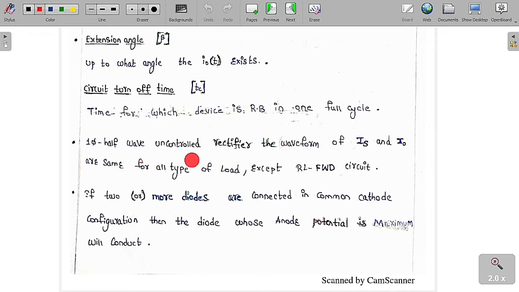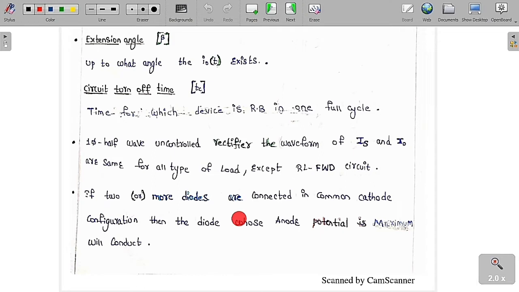In a single phase half wave uncontrolled rectifier, the waveforms of IS and I naught are the same for all types of load except RL with freewheeling diode. Whenever there is no extra branch in the load, the source current is always equal to the load current. If there is a parallel branch in the load, then the source current is not equal to the load current.